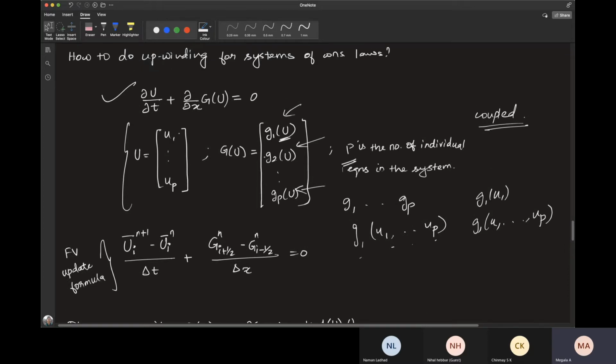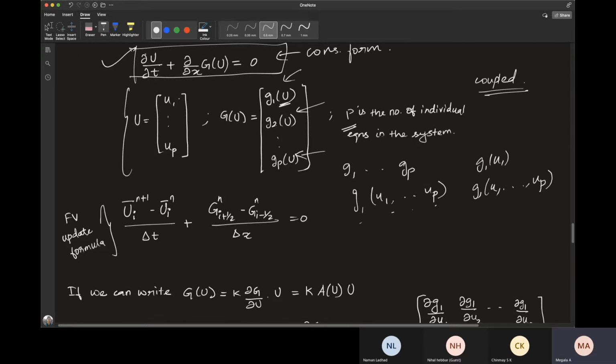So now for this system, what will be the finite volume update formula? This is in conservative form. So this will be our finite volume update formula.